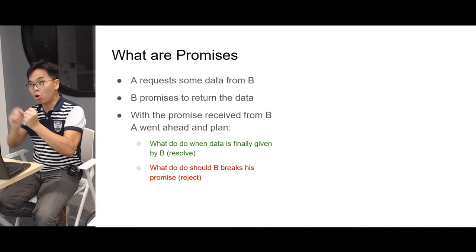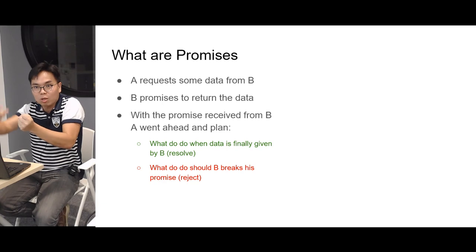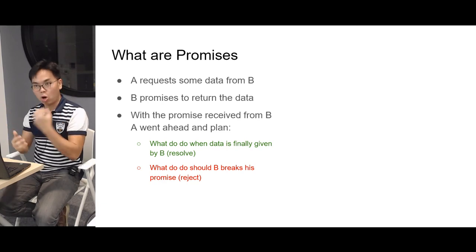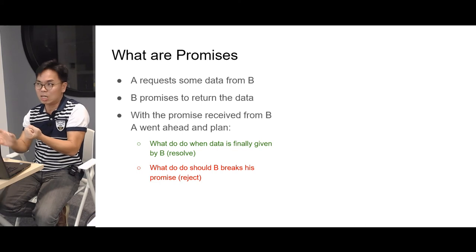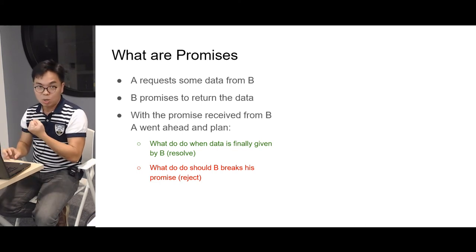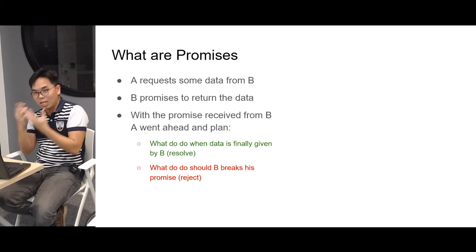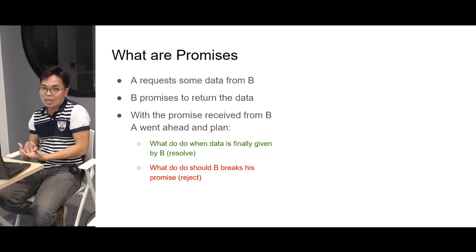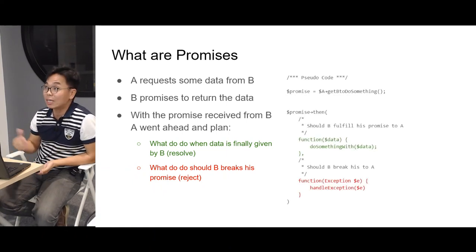So when you make a blocking call, because it's blocking, you need time to process to return you the data. What you get is a promise. Because a blocking call cannot return you the result immediately, it returns you a promise. So you take this promise and plan what you want to do when the data is ready or when the data cannot be delivered, right?